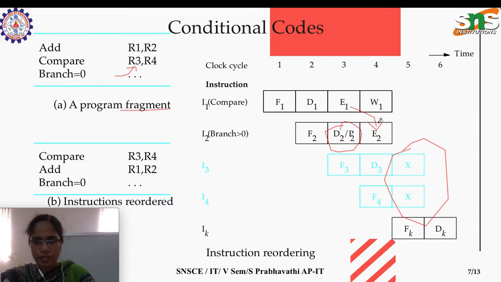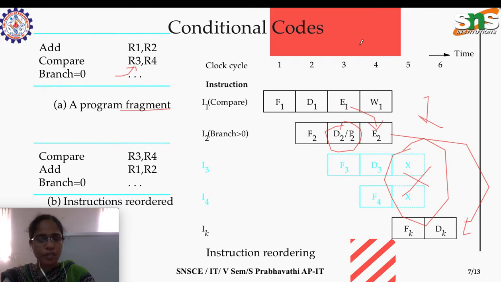Simultaneously, while these things are happening, instructions 3 and 4 are fetched, is it not? And what happens if the outcome of this instruction is somewhere to here, the instruction k? These two instructions I3 and I4 have to be discarded, and it introduces the 2 stalls, is it not?